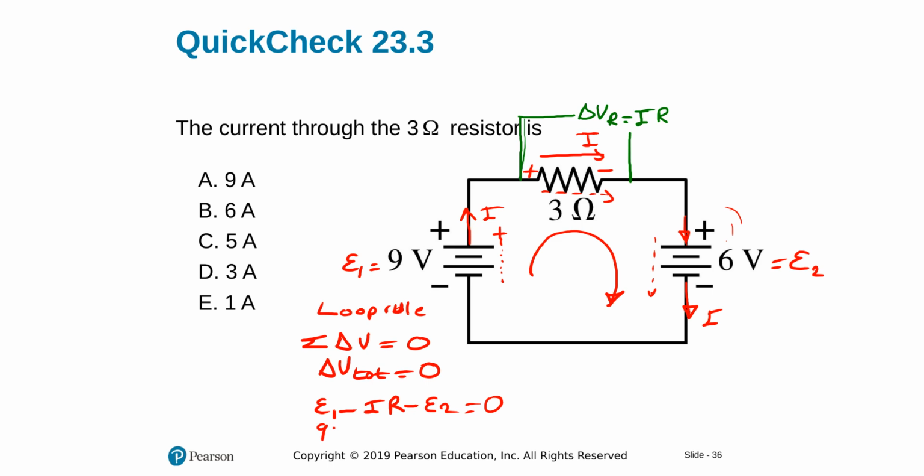Once I put 9 volt here for epsilon 1, I times R, and 6 volt for epsilon 2, equating to 0, and solve for I, I'll have I times R equals 3 volts, taken to the other side, and so on. Algebra, I'll leave it to you to solve. The current will be 3 volt divided by R. R is 3 ohms, so I'll have 3 volt over 3 ohms, 1 ampere.